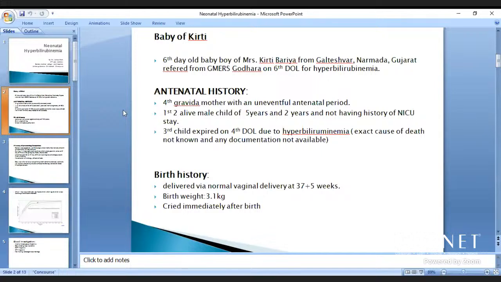Presenting on the first day, within 24 hours. Here it's ABO incompatibility, but the direct Coombs test was negative here. Sorry, sir. Here you are commenting about ABO incompatibility. Okay, sir, the DCT itself is negative. Yes, sir. Any other causes of jaundice on the first day, less than 24 hours?